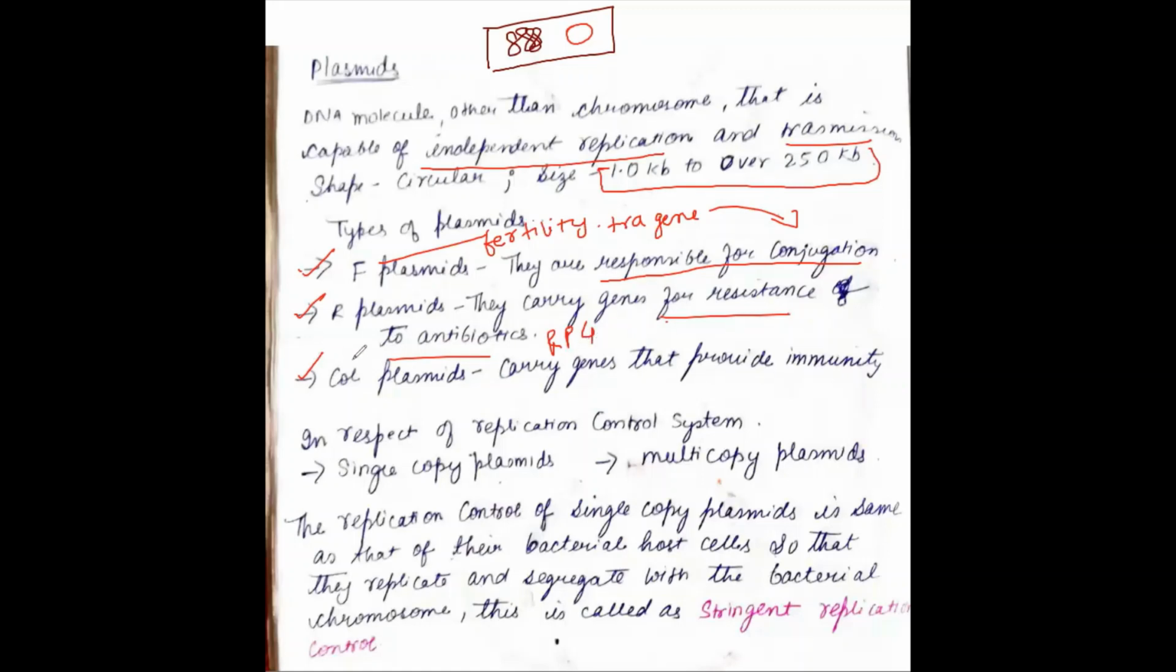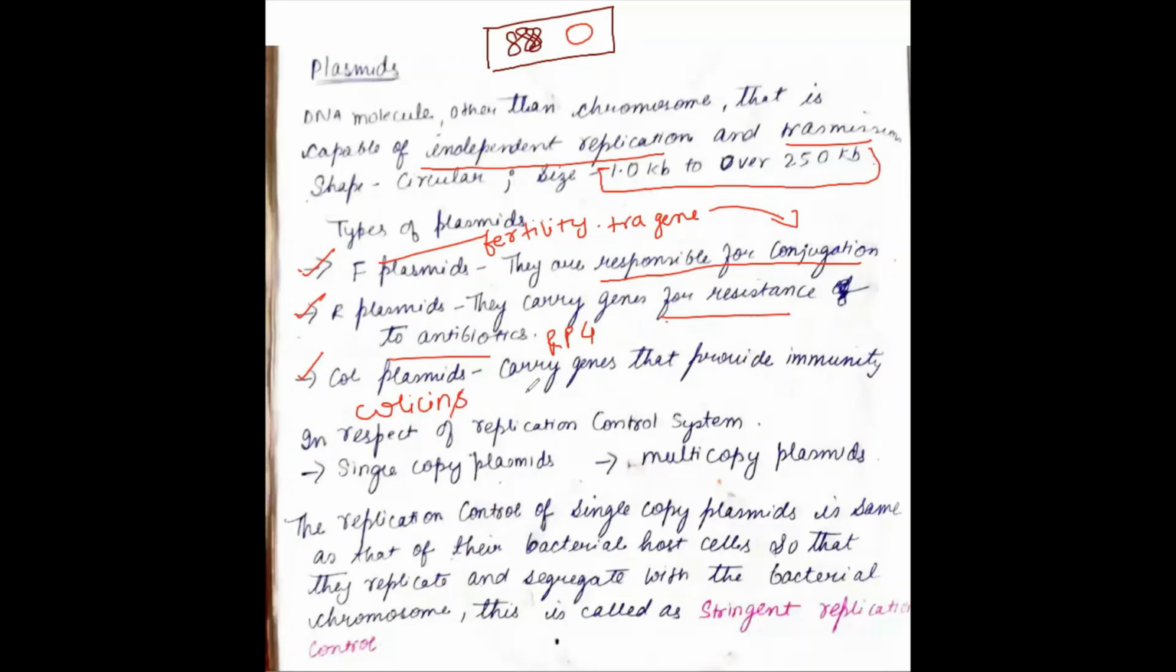Now you have the Col plasmid. These plasmids code for colicins. Colicins are proteins that kill sensitive E. coli cells, and they also carry genes that provide immunity to a particular colicin. So this was how we differentiated plasmids.